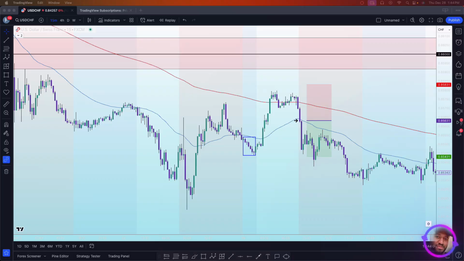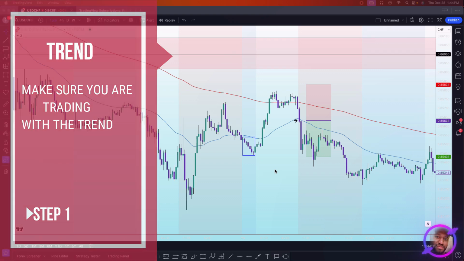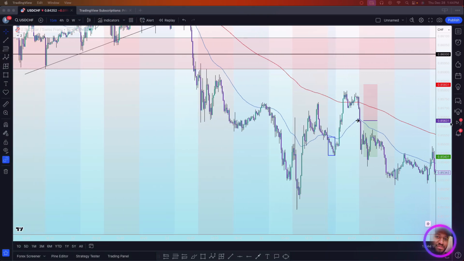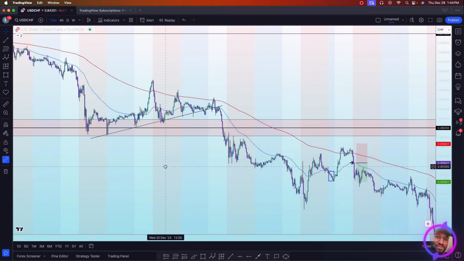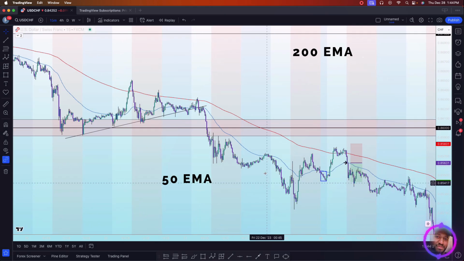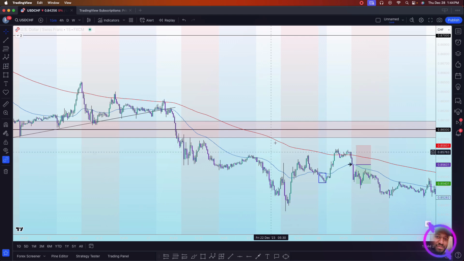I'll break the analysis down into about 4 different steps. I'll start off with the trend, and we make sure that you're trading with the trend. As you can see, the USD CHF has been in a downtrend. We use 2 indicators, the 200 EMA and the 50 EMA. Whenever the 50 EMA is below the 200, that means we're in a downtrend.